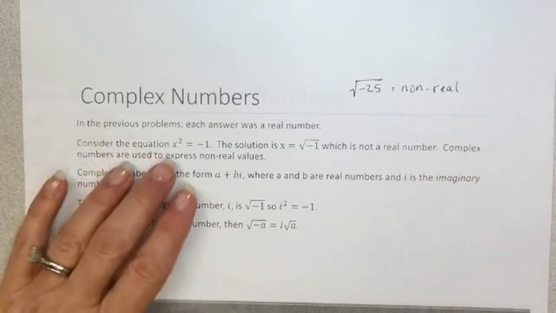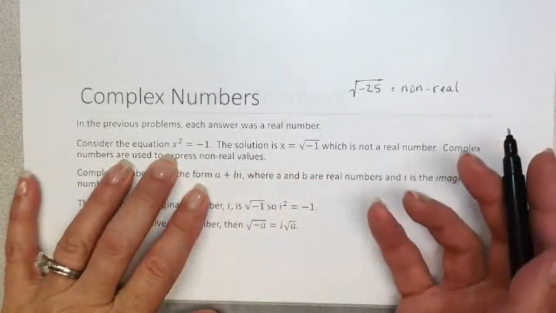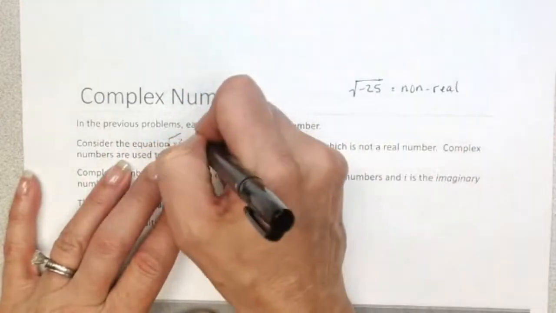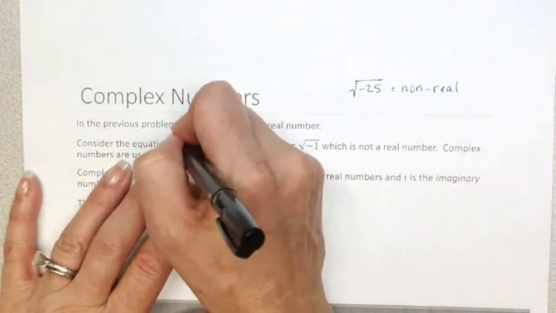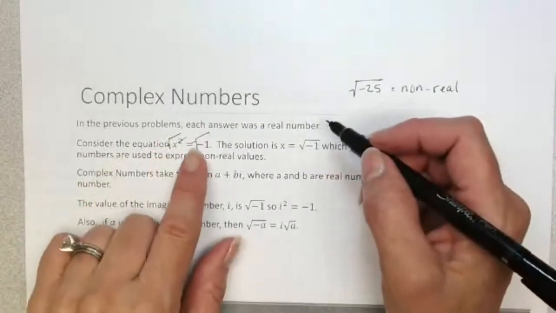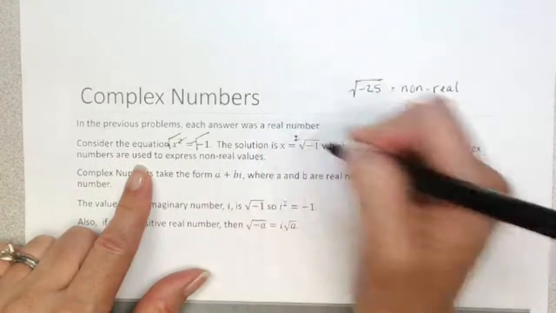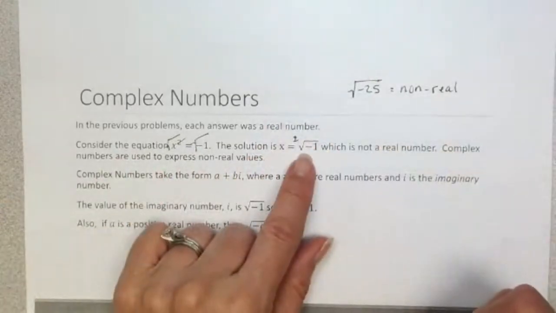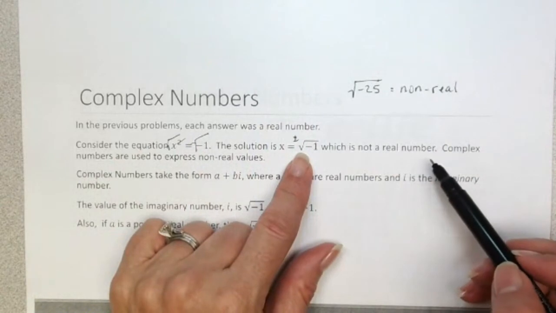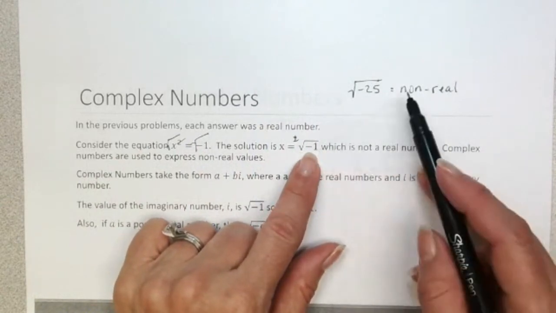Well, if we consider the equation x squared equals negative 1, if we were to solve that equation, we would just take the square root of both sides, right? The square root undoes the squaring, and we would find that our answer is plus or minus the square root of negative 1. It's actually missing there. I should add that. Plus or minus the square root of negative 1. And the square root of negative 1 is not a real number. There's nothing that when you multiply it with itself results in negative 1.